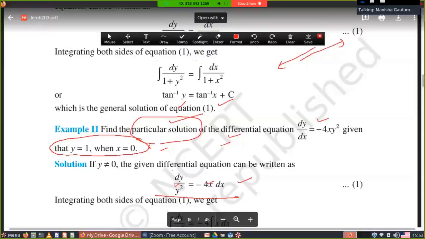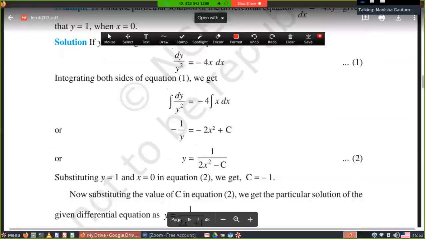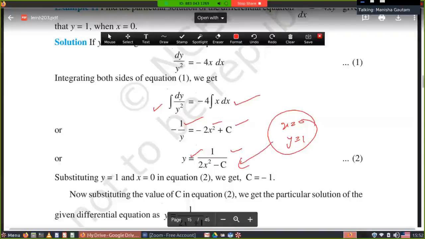Now dy upon dx is this one. Arrange the statement according to the variable separable method. When you arrange the statement, you will get integration of 1 upon y square with respect to y, and integration of x with respect to x. Now integrate, and you get the statement for y like this. Now you have x equal to 0 and y equal to 1. You have to put these in the equation. When you put the x and y values, you will get the value of c, that is equal to -1.